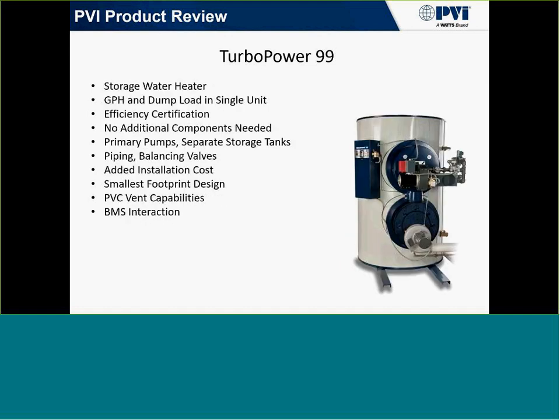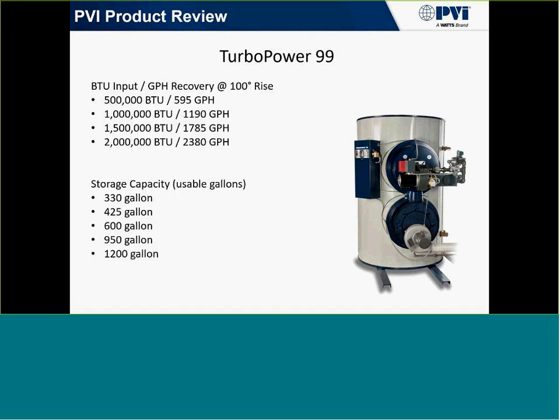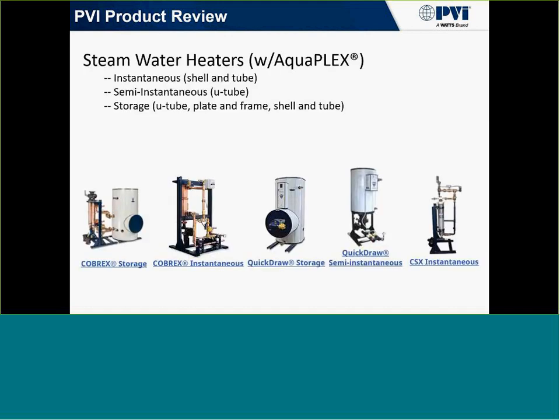And then we have the only true 99% efficient unit. So this is the Turbo 99. We see some of these on government or military type applications where they have to meet a certain spec for efficiencies. So this is a true 99%, the only true 99% thermally efficient rated water heater. We can go up to 2 million BTUs on that one and also up to 1,200 gallons of storage.